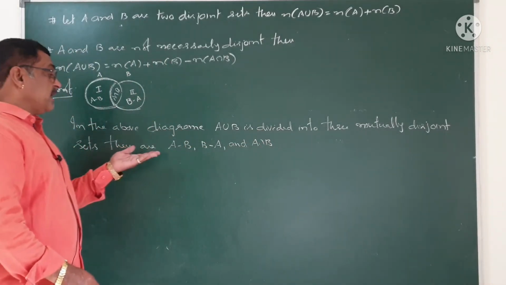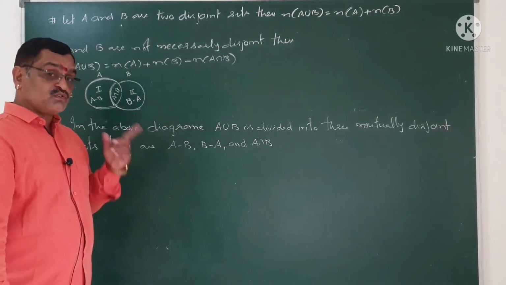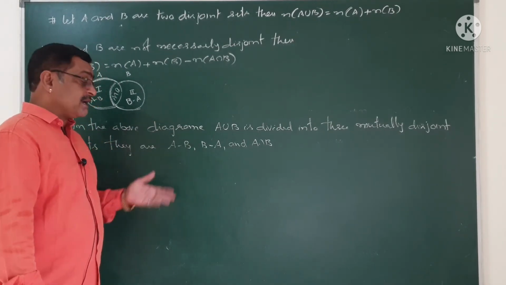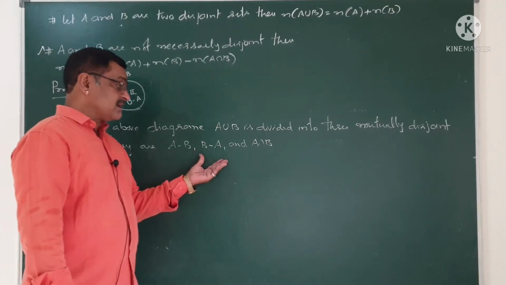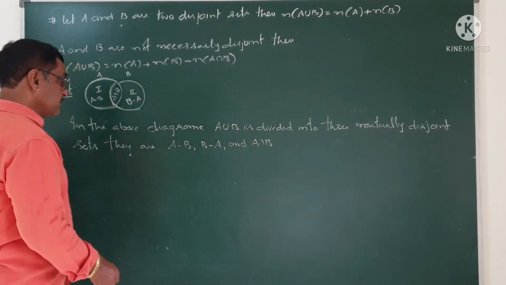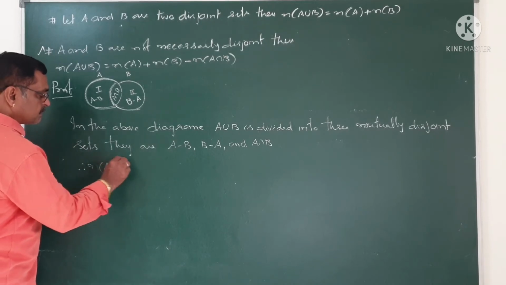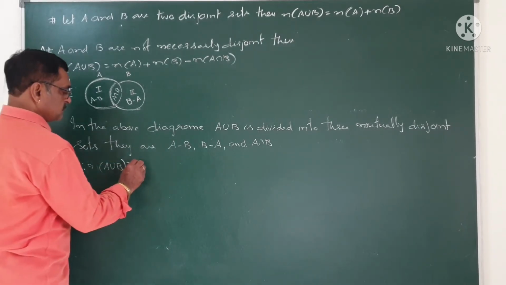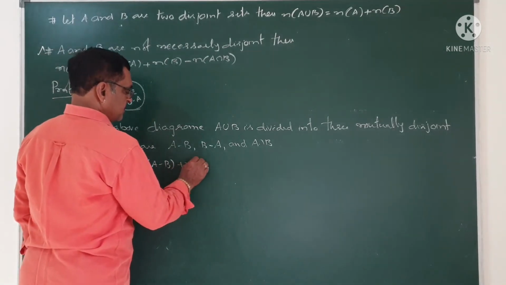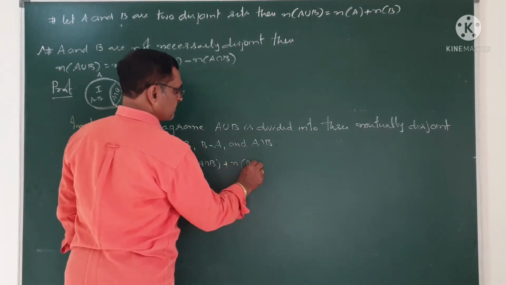Now, A union B is nothing but all the parts together. To find the number of elements in A union B, it is enough to add the number of elements from the first one, from the second one, and from the third one, because all these three are disjoint. Therefore, n of A union B is equal to n of A minus B plus n of A intersection B plus n of B minus A.